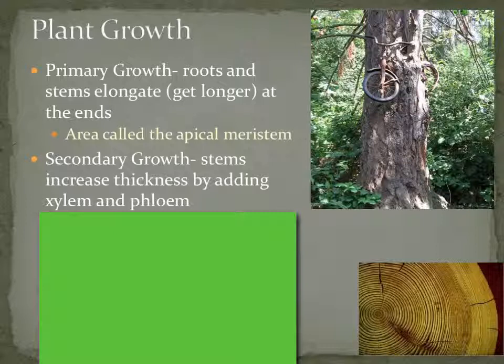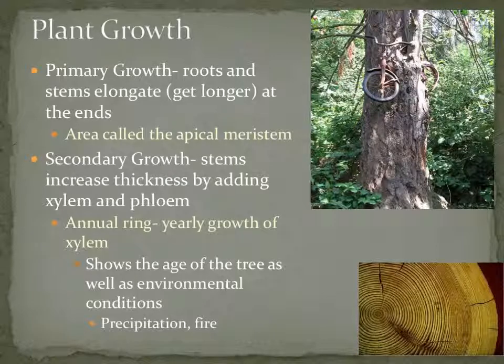The other type of growth is called secondary growth. This is where stems increase their thickness by adding additional layers of xylem and phloem. And this has the added advantage of being able to create something called annual rings. So you can actually trace the age of a tree by looking at the yearly growth of the xylem tissue. It shows the age of the trees as well as environmental conditions, because you can look at the thickness or the thinness of the rings, and they can tell you a little bit about if it was a wet year, if it was a dry year, or you might be able to see evidence of forest fires and things like that.